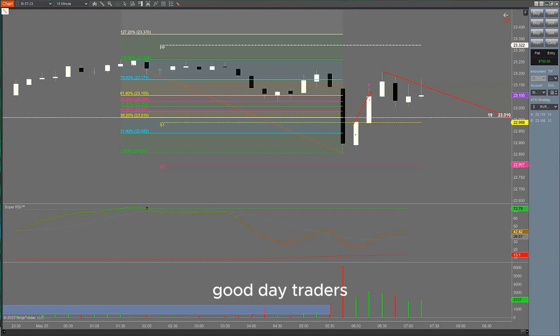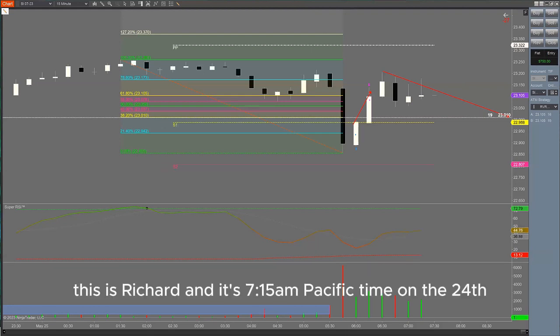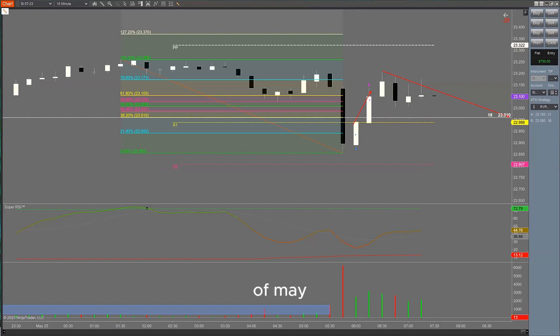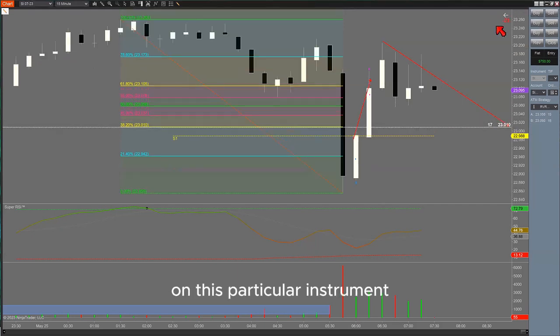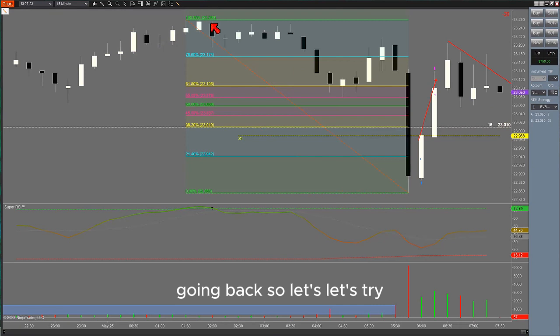Good day, traders. This is Richard, and it's 7:15 a.m. Pacific time on the 24th of May, and we're talking about how to identify a right-hand trade or a left-hand trade in the number of ticks. So let's look at three examples that are available on this particular instrument going back. So let's try. There's one right up here.